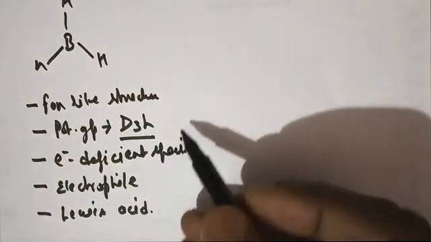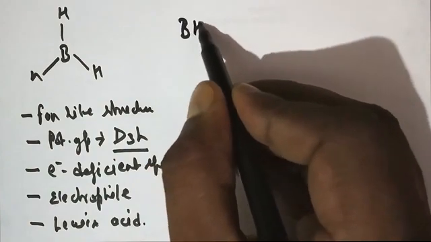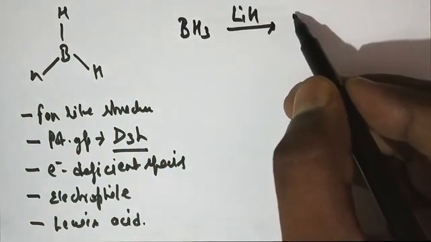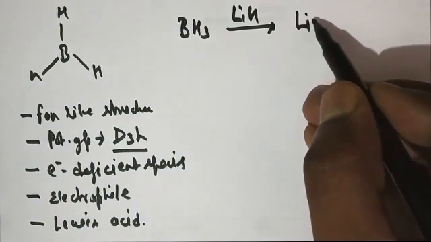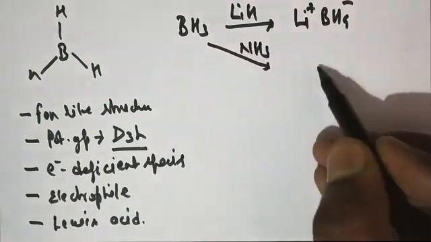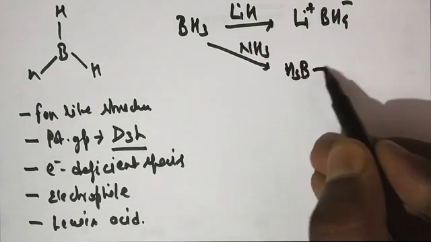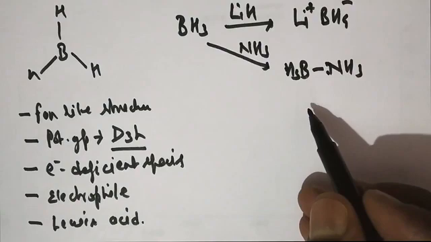So if it is a Lewis acid, then what will happen if it meets an electron rich molecule? If it reacts with lithium hydride, it will give the lithium salt of borohydride, or if it reacts with NH3, a very well known reaction, then it will form an adduct, BH3·NH3, where the lone pair of electrons is shifted to the BH3 molecule.